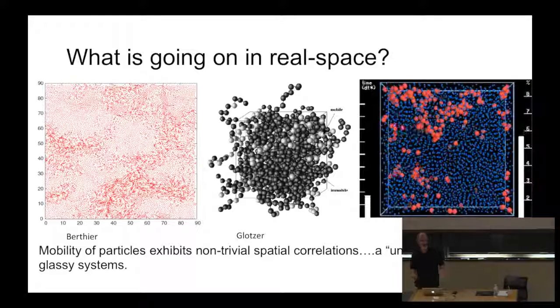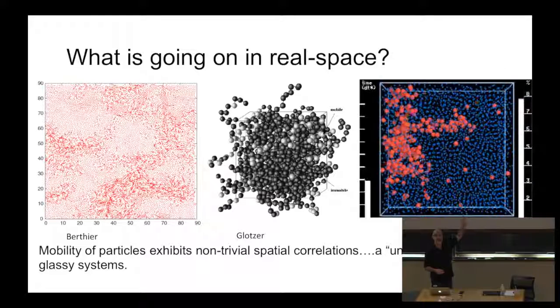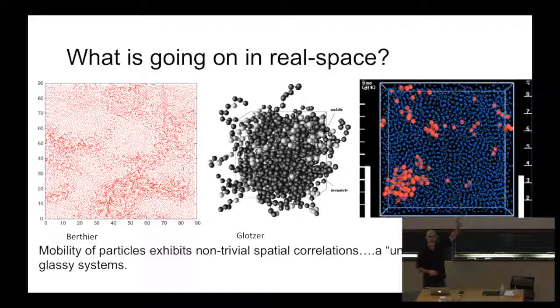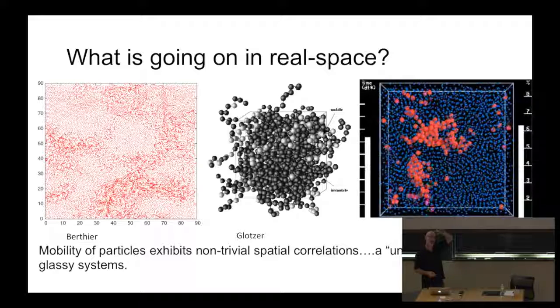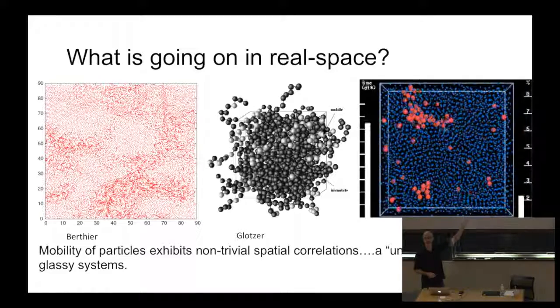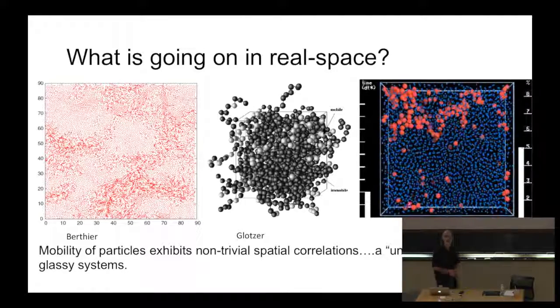You can ask lots of questions like this. What is the fractal dimension of these regions? Is that changing as a function of time? How does this depend on the time scale that I measure? How is this connected to the structure of the fluid?